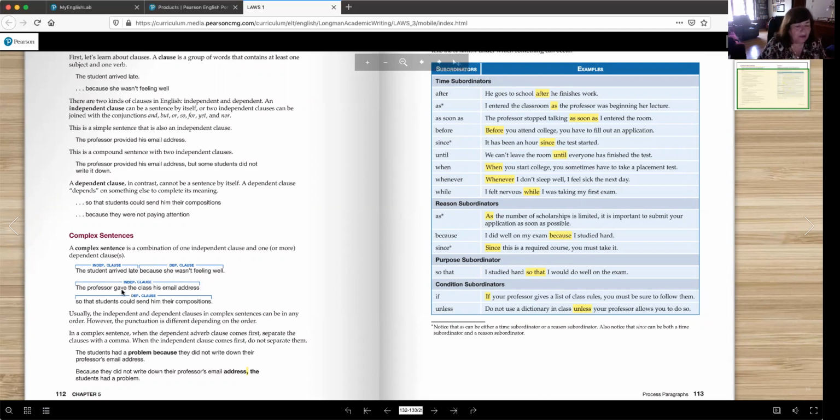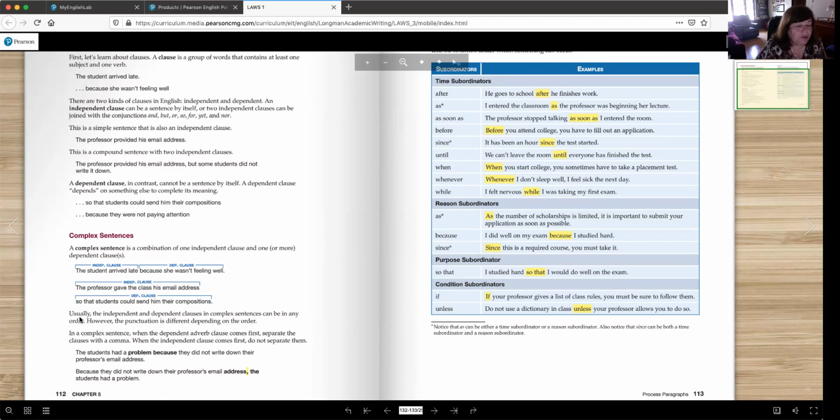Look at the next one. This is an independent clause. The professor gave the class his email address. This could be a sentence by itself. And here's the dependent clause. So that students could send him their compositions. We cannot use this as a sentence by itself. It would not make sense. So that students could send him their compositions needs other words to make sense. And if we put this together, the professor gave the class his email address so that students could send him their compositions. Now it makes sense, okay? And that again is a complex sentence. One independent clause, one dependent clause.